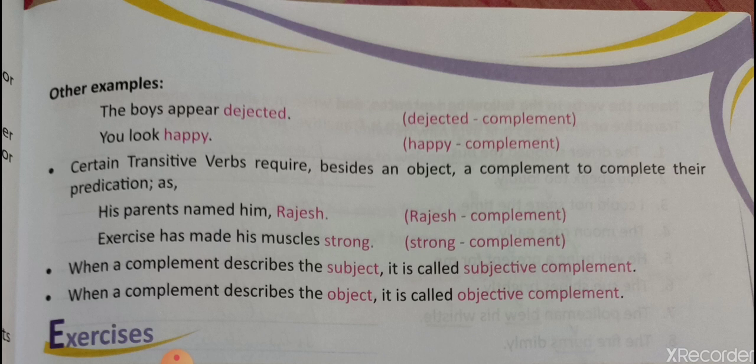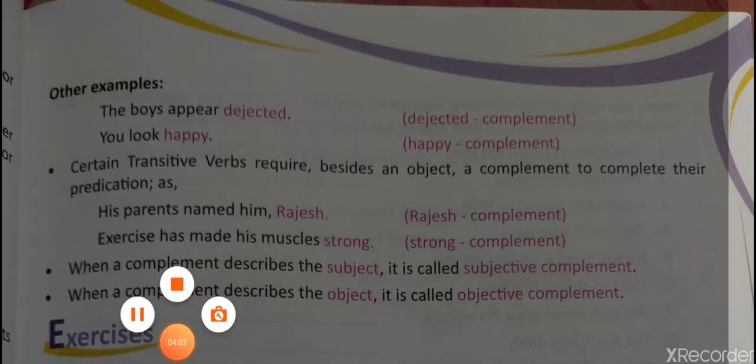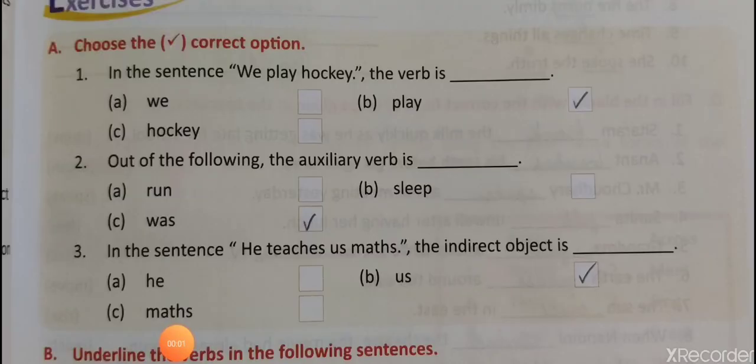I hope this chapter is clear to you all. Let us all come to the exercise. In the first sentence, in the sentence we play hockey, the verb is play. Out of the following, the auxiliary verb is run, was, or sleep. It is was.